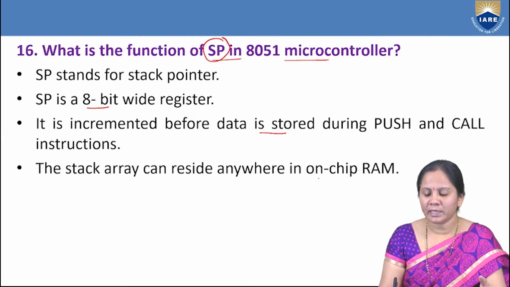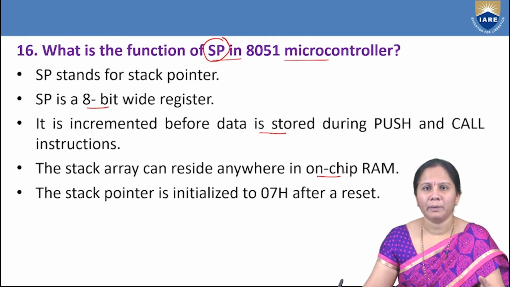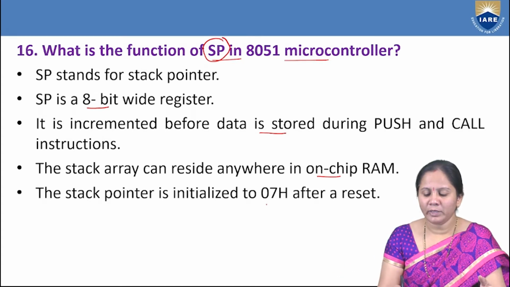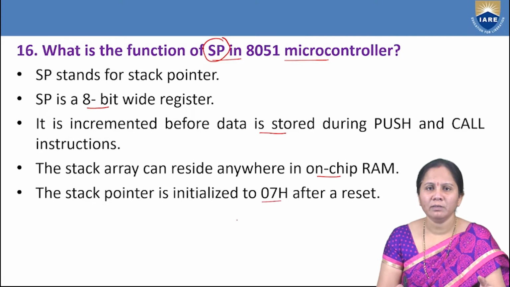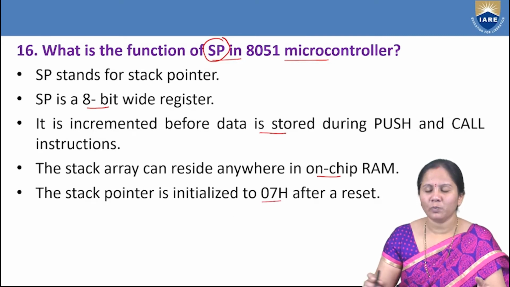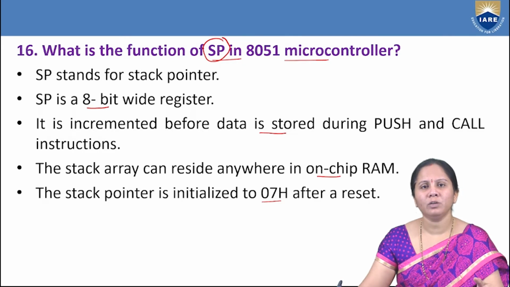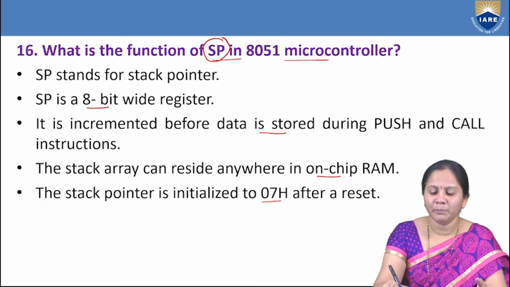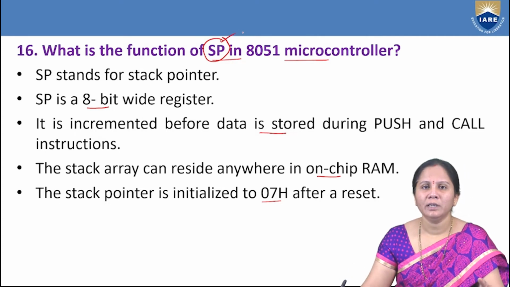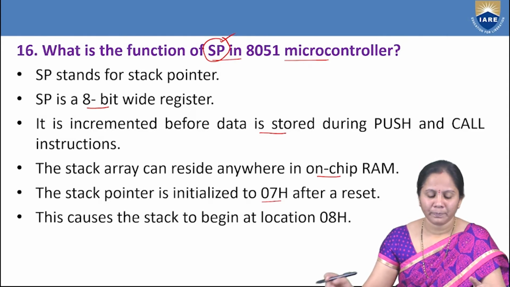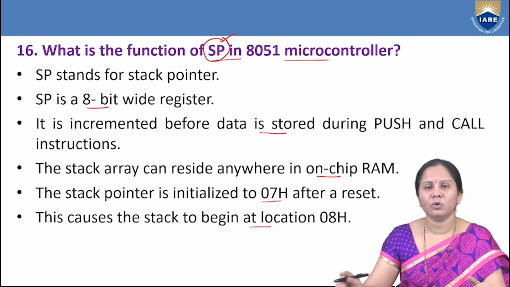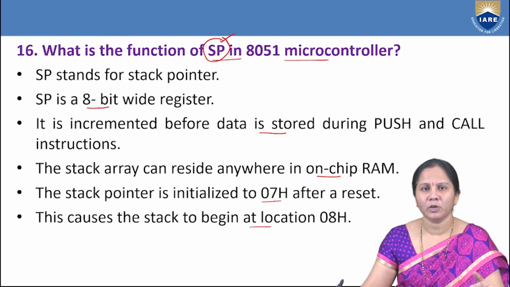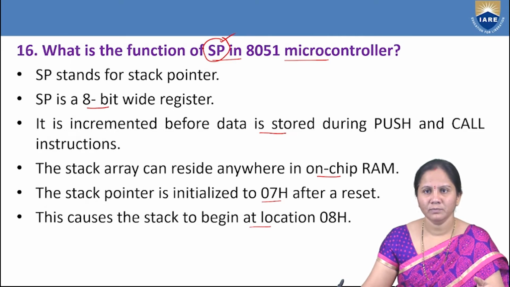The stack array can reside anywhere in on-chip RAM. The stack pointer is initialized to 07 when it is reset. So when it is reset, the register value will not go to 0. Especially this stack pointer, when it is reset, will be initialized with 07 and not 0. This causes the stack to begin at location 08H, because during reset it is initialized to 07, and if it increments, it goes to 08.